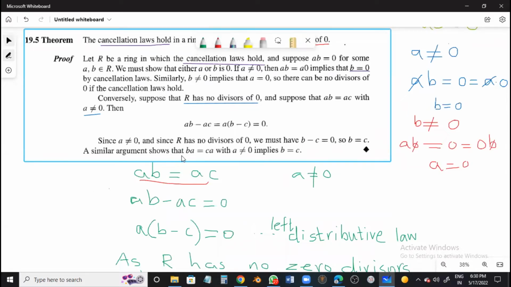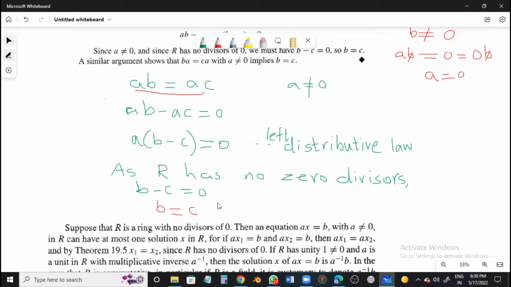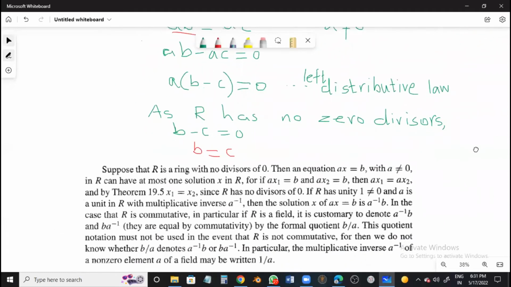Same way you can go with right cancellation law. BA is equal to CA. Suppose A is not 0, then only we will proceed. Again, A is taken common, you'll use right distributive law, and so on. And I hope you can reach the result. Followed now? Yes, madam. Okay. That's fine. Now, I would like to proceed ahead.